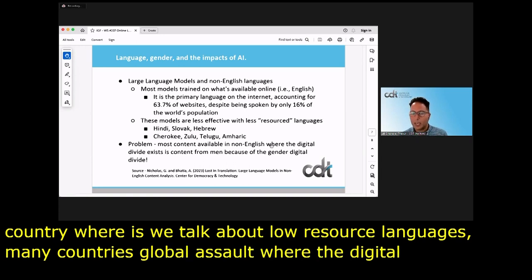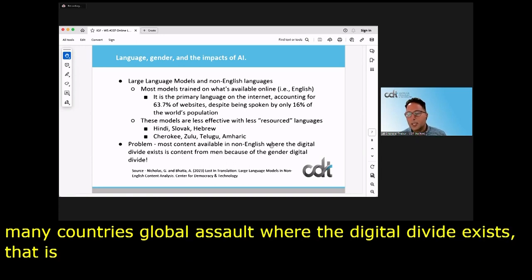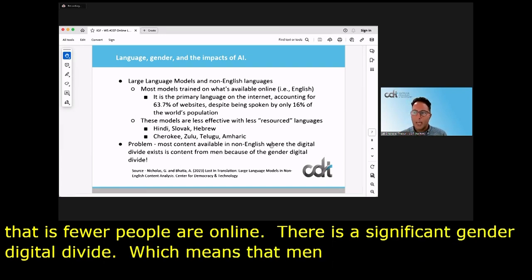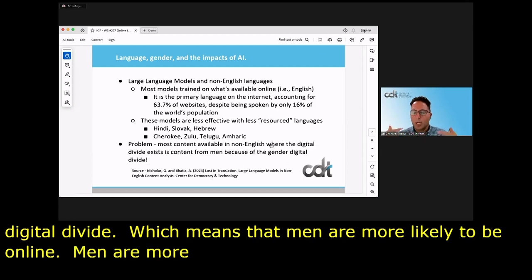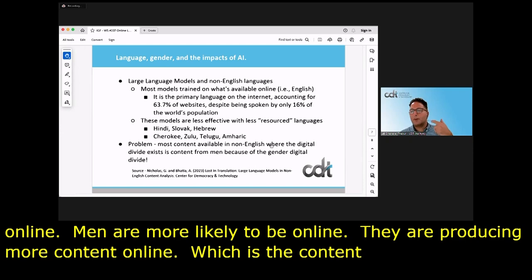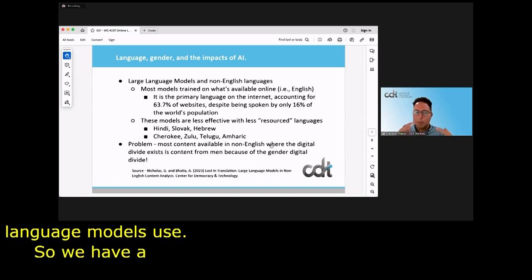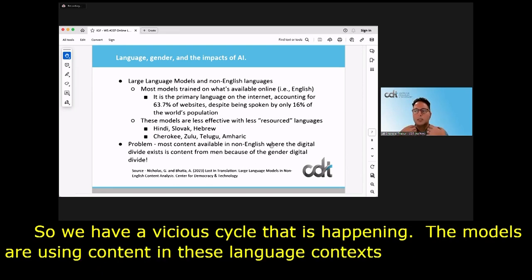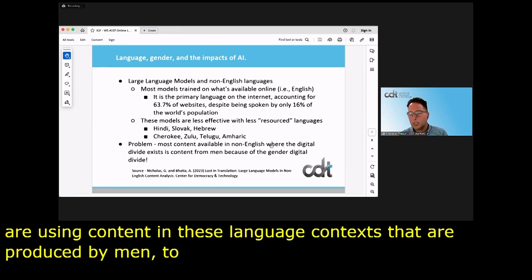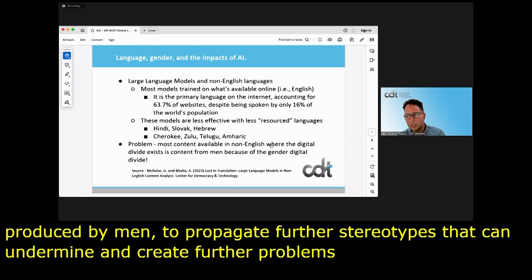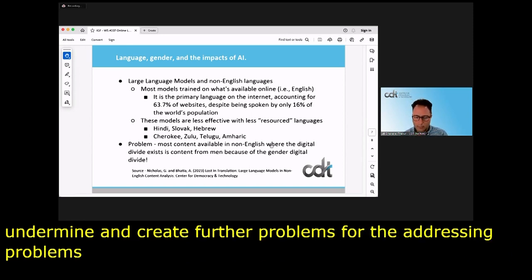fewer people are online, there is a significant gender digital divide, which means that men are more likely to be online. Men are more likely to be online, they are producing more content online, which is the content that large language models use. So we have a vicious cycle that's happening. The models are using content in these non-English language contexts that is produced by men to propagate further stereotypes that can undermine and create further problems for addressing problems like violent speech and gender mis- and disinformation.